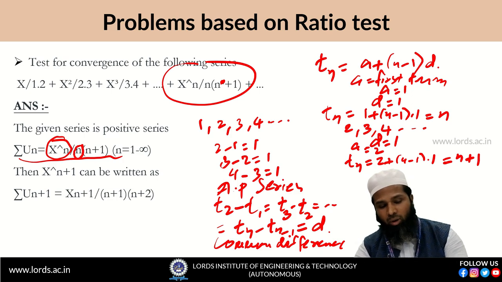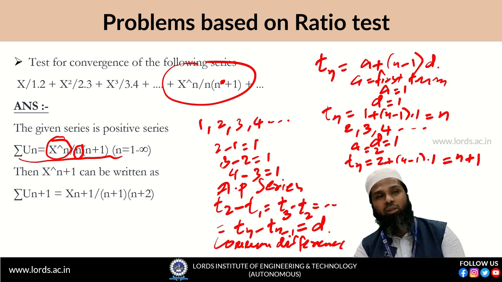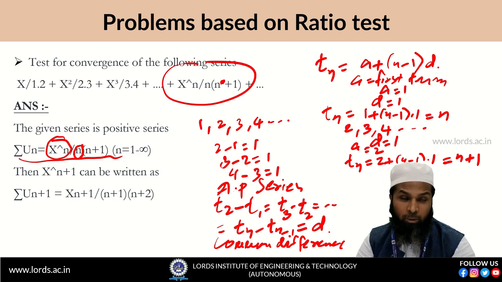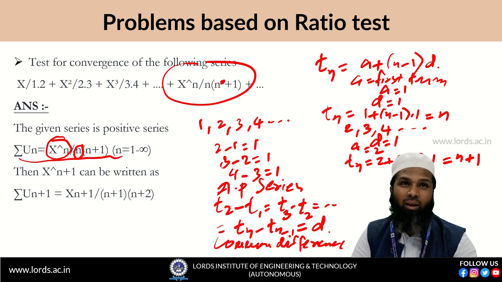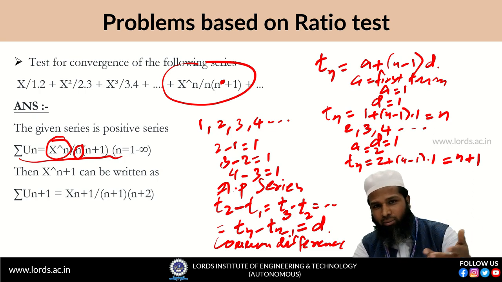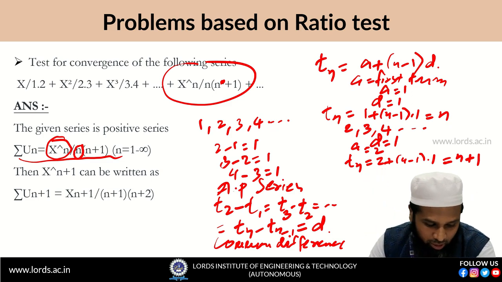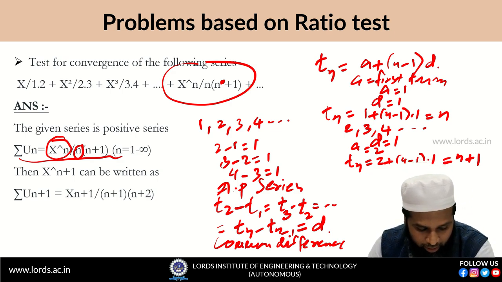And one more thing: sometimes whenever we are writing the nth term, we are unable to cover all the terms of the series. In those cases, you can use one property of the series: a finite number of deletions or additions of terms will not change the nature of the series. So we can remove some terms or add some terms in the series. I hope you are following how to write down the nth term of the series. So this is a positive series, and the nth term is x power n divided by n into n plus 1.